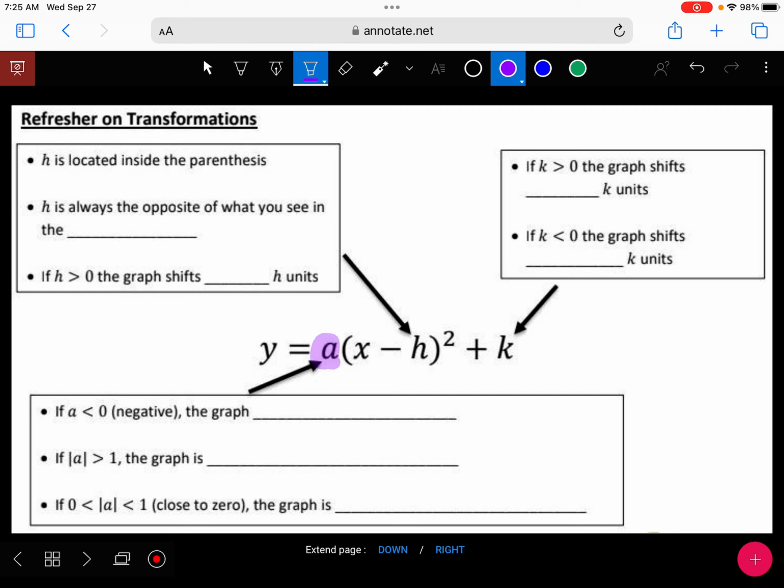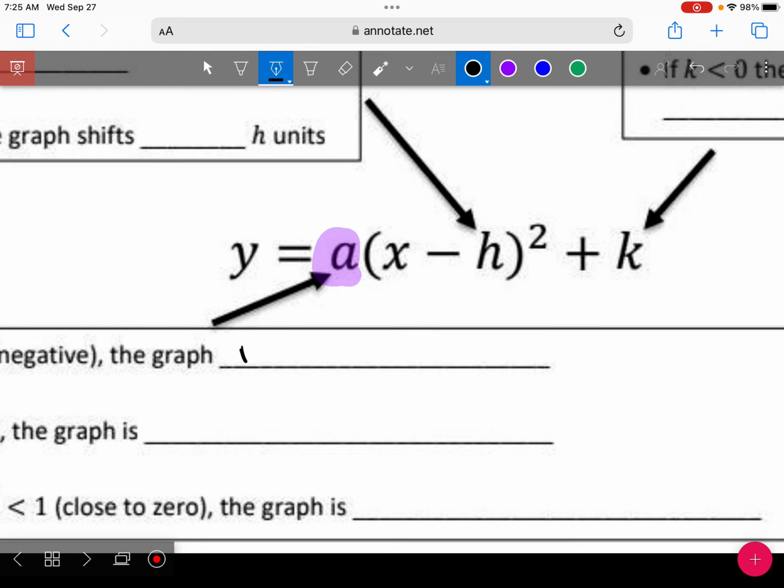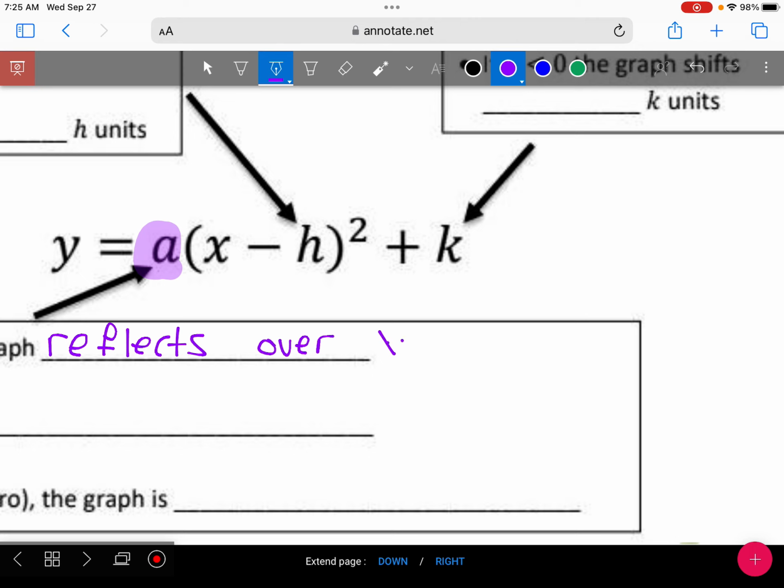So our A is always out in front, and A has two transformations it can do, two jobs. If A is negative, that's when it makes it flip, makes it reflect. I'm going to write it in purple. If it's negative, it reflects over the x-axis. Again, we're only going to see an x-axis reflection until we get to April. So we're only going to see x-axis for a very long time, but we're just going to be in the habit of being specific.